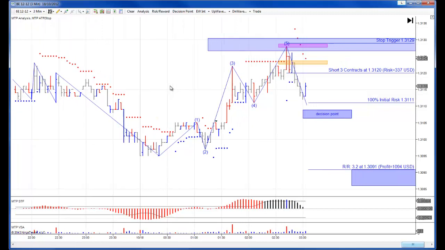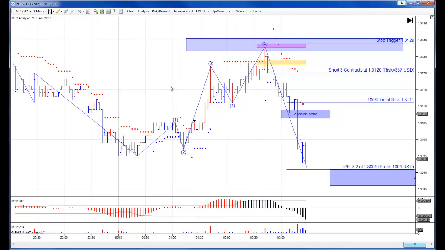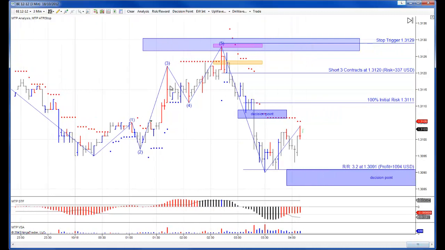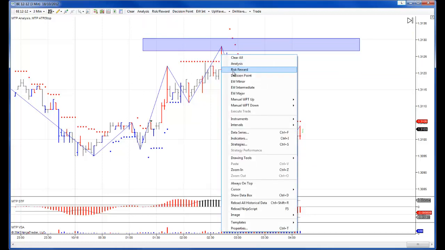So as the market goes down, you can see it does go straight through that first level, and indeed comes down and hits this level down here very nicely indeed. I'll just clear that off a bit so you can see exactly what we have here.